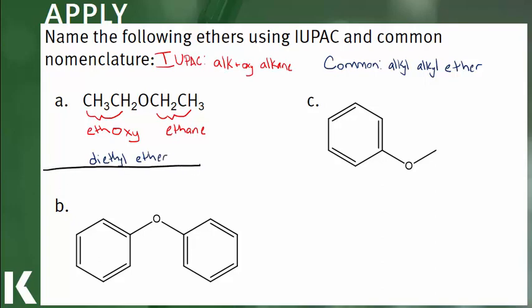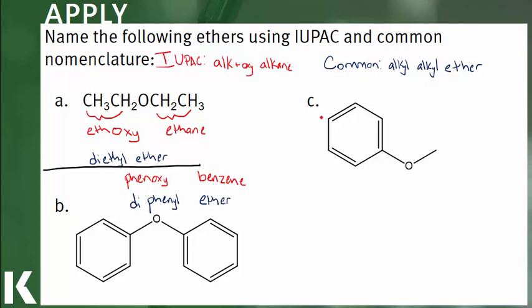Moving on to B, we have 2 identical aryl groups attached. This is called a benzene. The other will be named as a phenoxy substituent to make phenoxybenzene with IUPAC nomenclature. When benzene groups are substituents, the common nomenclature refers to them as phenols. Since we have 2 phenols, this would be diphenyl ether.